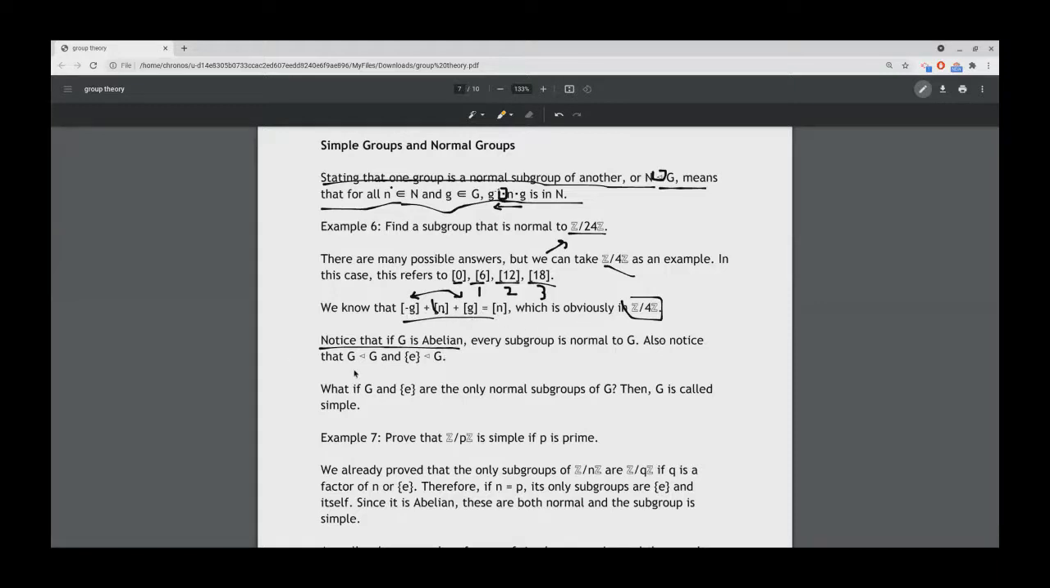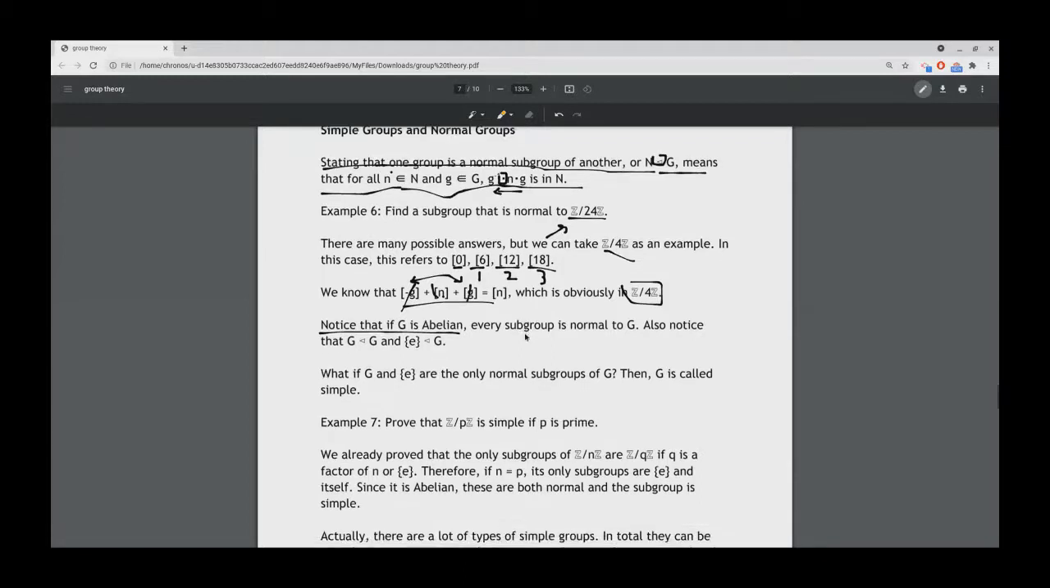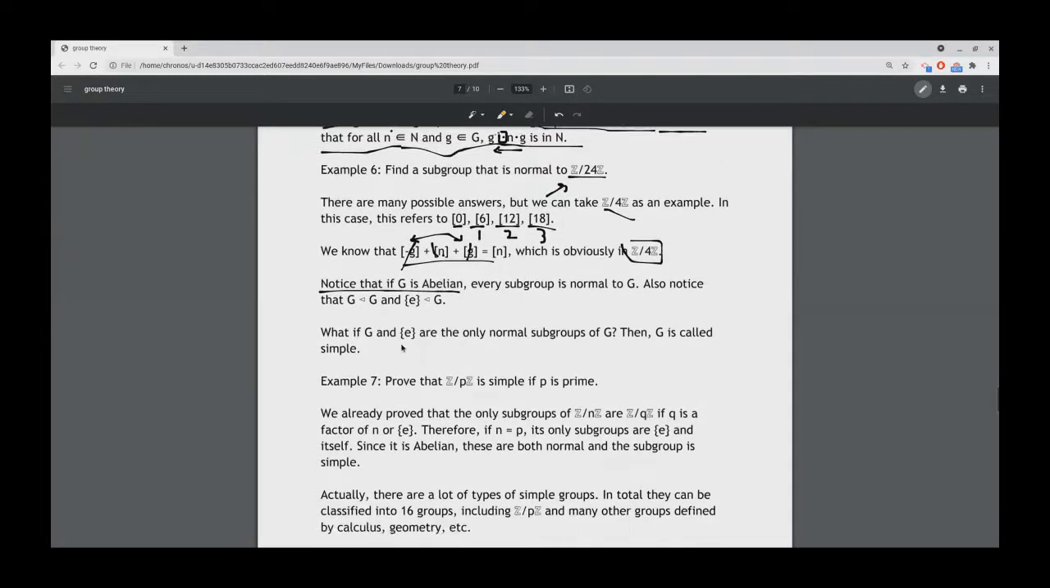Also notice that G is normal in G and E is normal in G. That's pretty obvious because by closure, if these are all members of G, this must be a member of G. And the E's literally do nothing, so we're just left with n equals n. So what if G and E are the only normal subgroups of G?